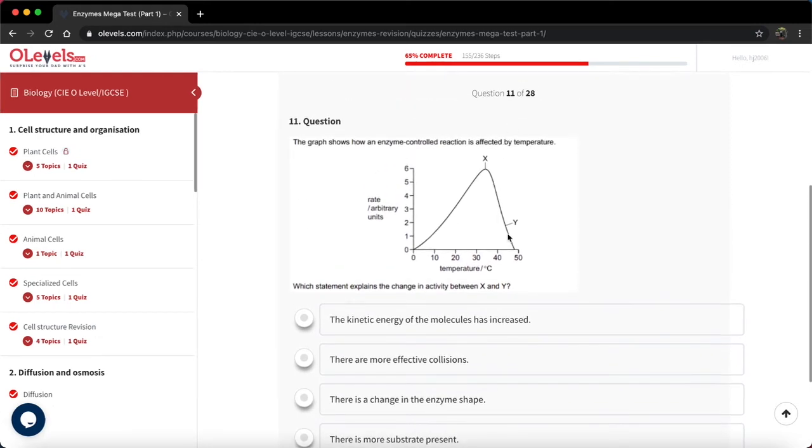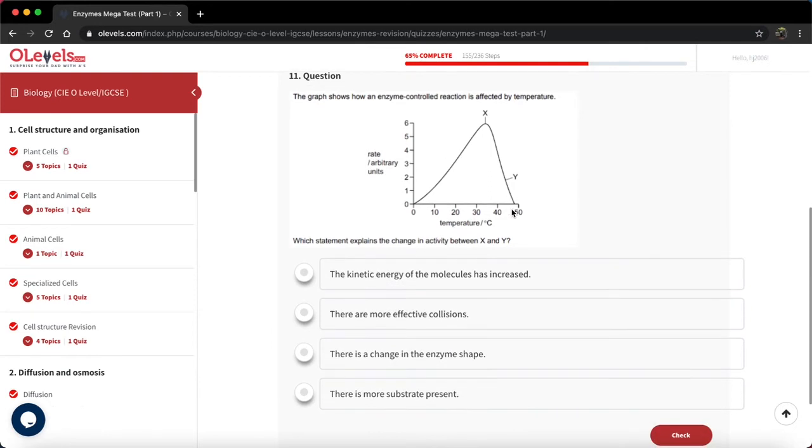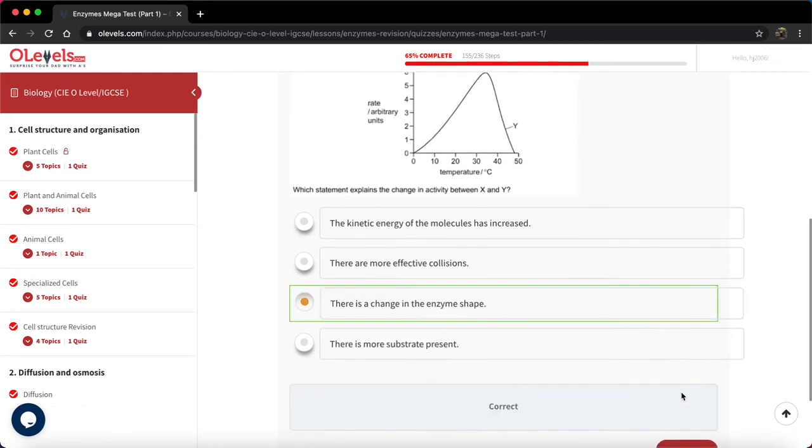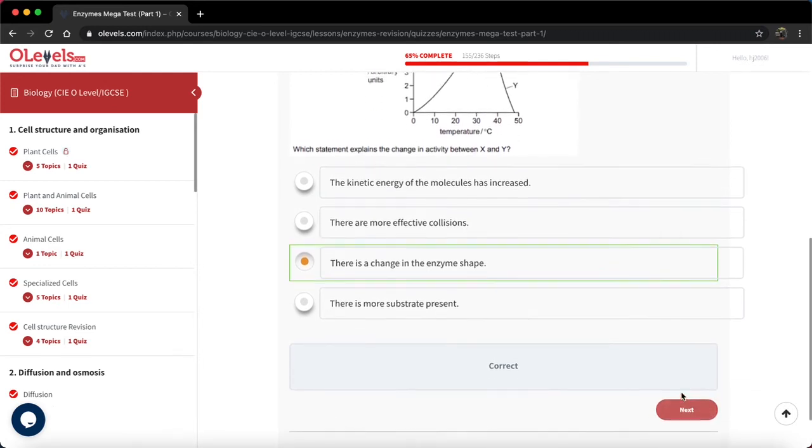Okay, as the temperature is increasing, the enzyme's activity, or the rate of activity, is decreasing. It is due to the denaturation of an enzyme. And denaturation is the change in the enzyme's shape due to the high temperature. So this is the correct option. And we got it correct.